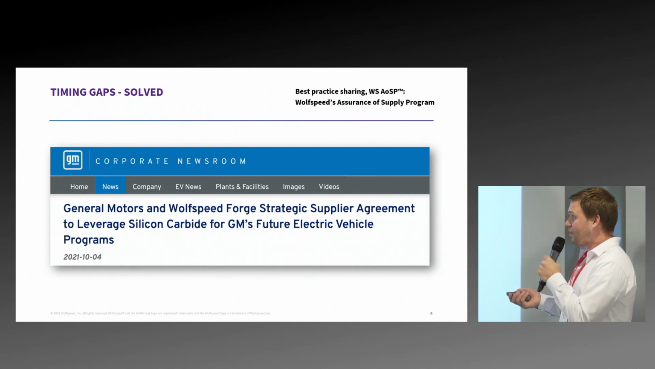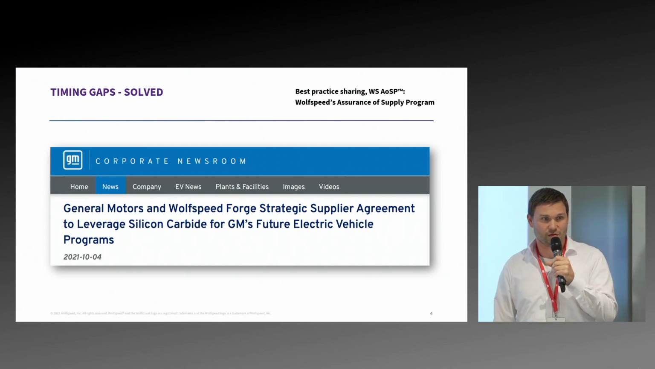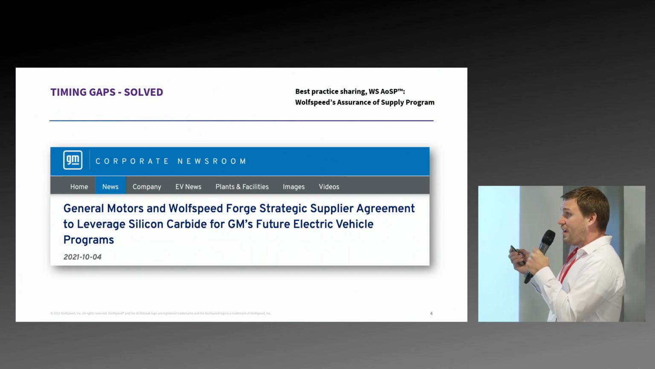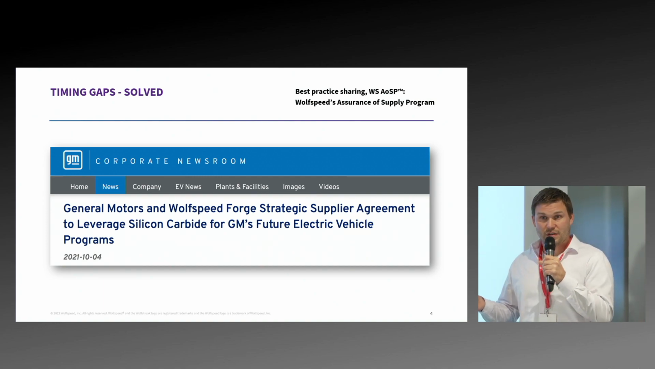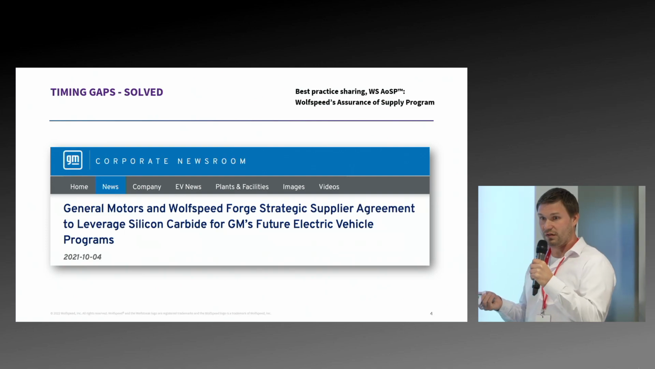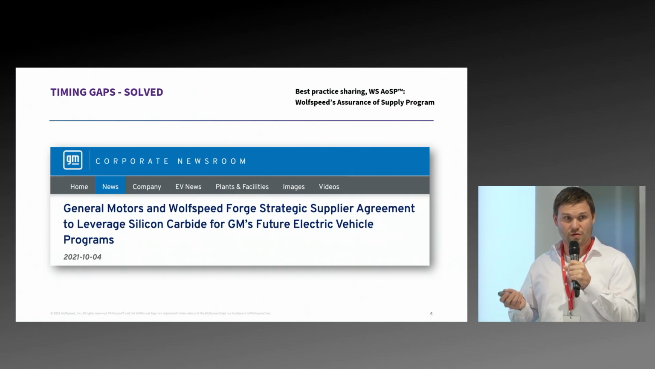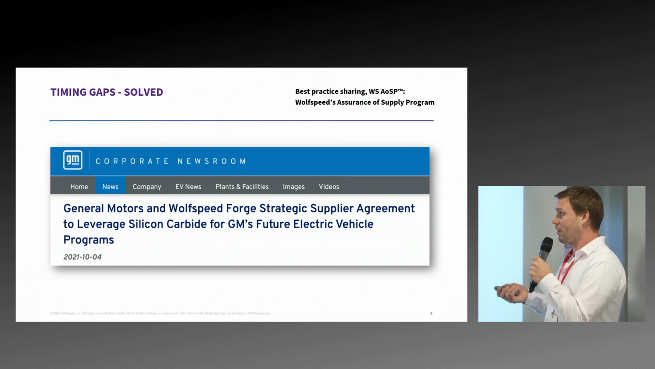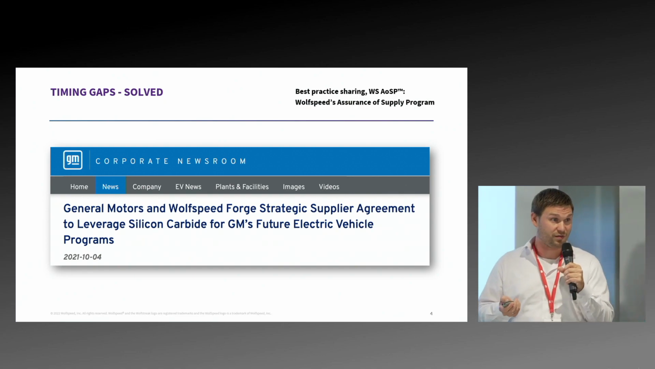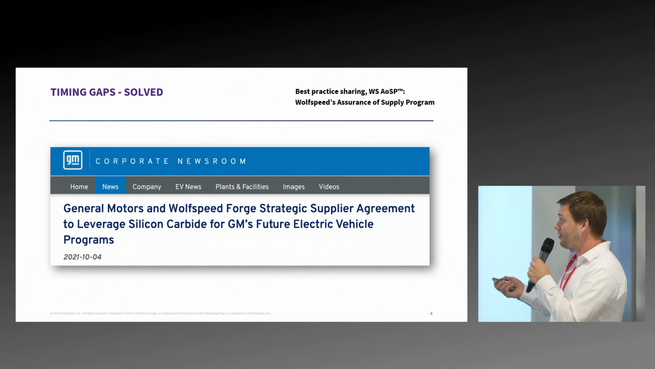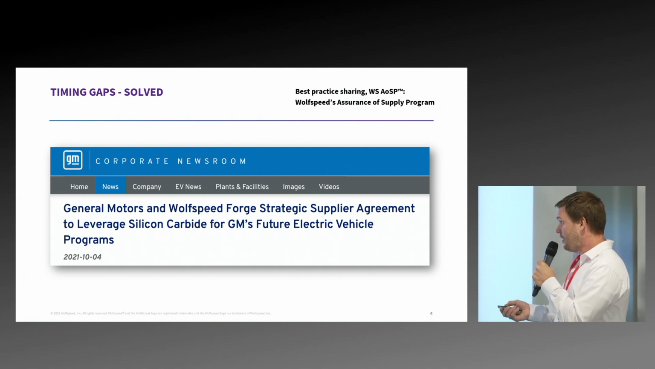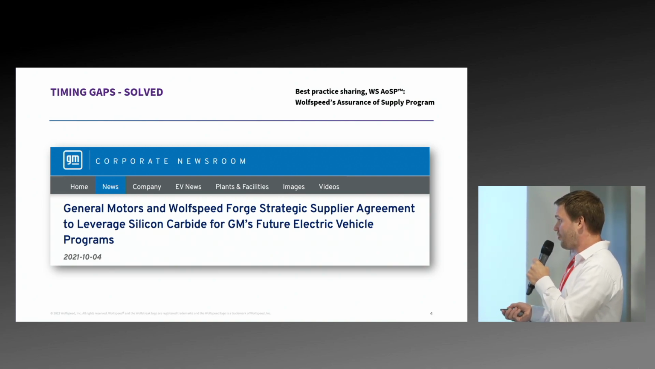But what we also announced together with General Motors, and they did it quite smart, is a program which is called Assurance of Supply. This is a collaboration between the OEMs and the semiconductor manufacturers, which means they actually save the material for the next couple of years. They commit to a certain quantity, and then this gives the base to invest and to provide the material and make sure that the material is available. So from the timing gaps point of view, we can more or less cover it with our Assurance of Supply program, and here leverage silicon carbide for General Motors' future electric vehicles.